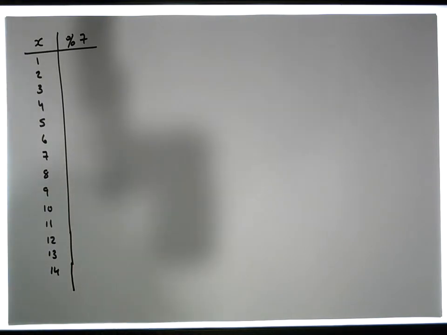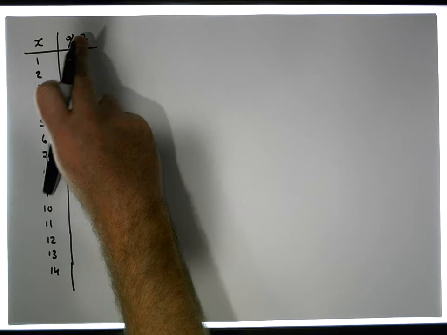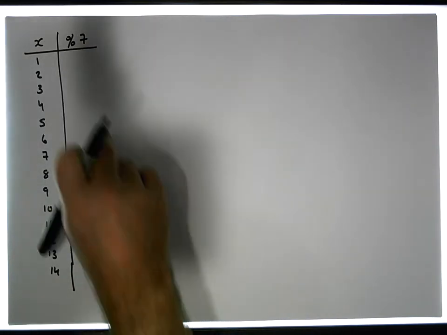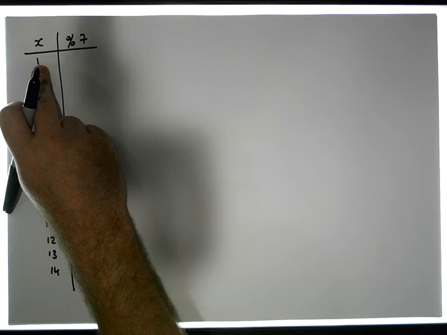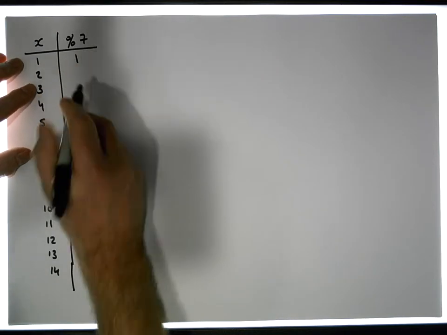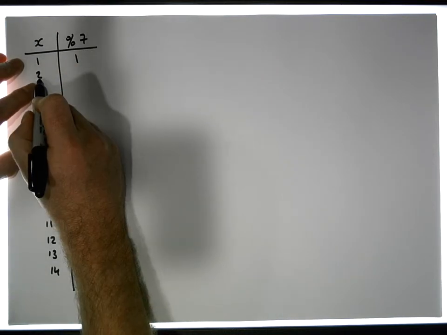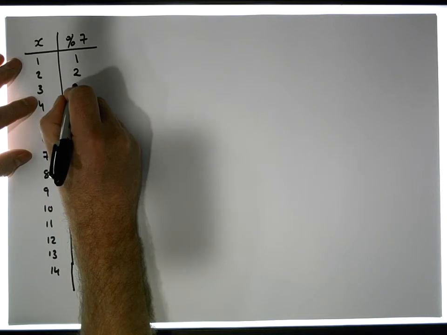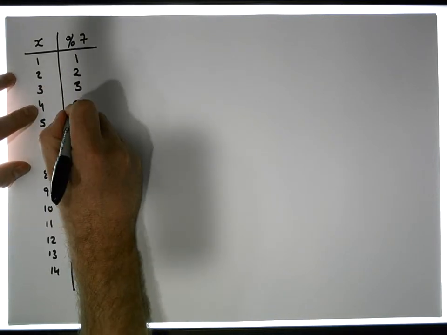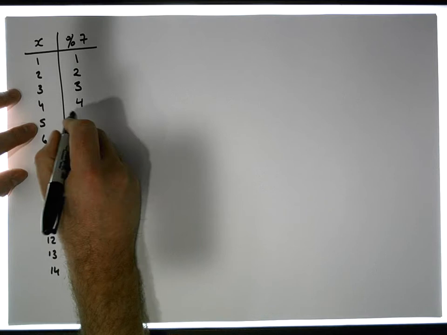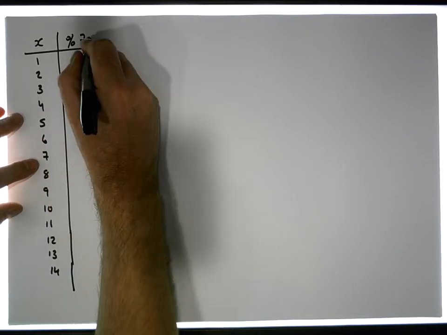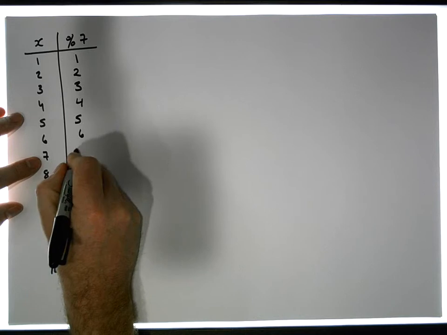Okay. So what we'll do is we'll divide 7 into each one of these numbers, but we'll keep track of the remainder. Well, 7 into 1 won't go, with a remainder of 1. 7 into 2 won't go, with a remainder of 2. 7 into 3 won't go, with a remainder of 3. 7 into 4, remainder 4. 7 into 5, remainder 5. 7 into 6, remainder 6. 7 into 7 goes once with a remainder of 0.